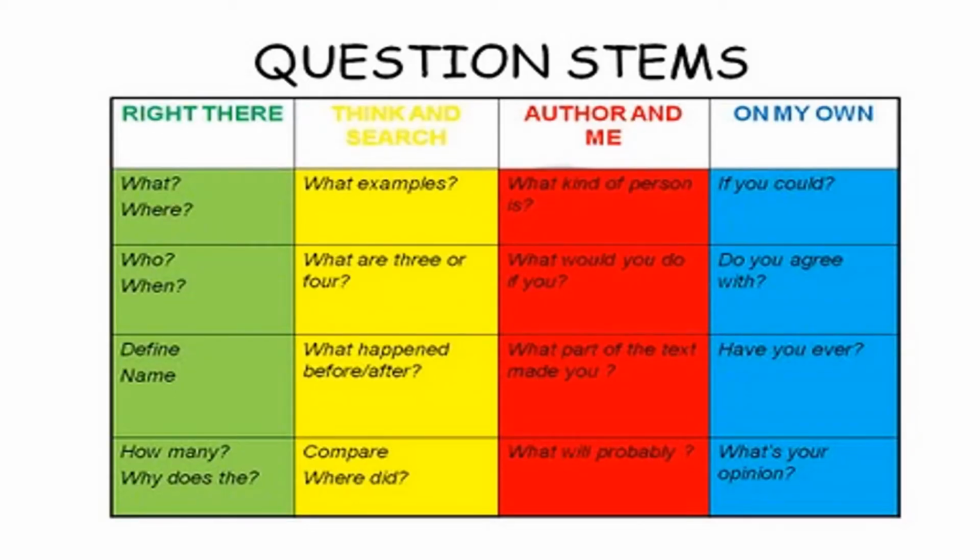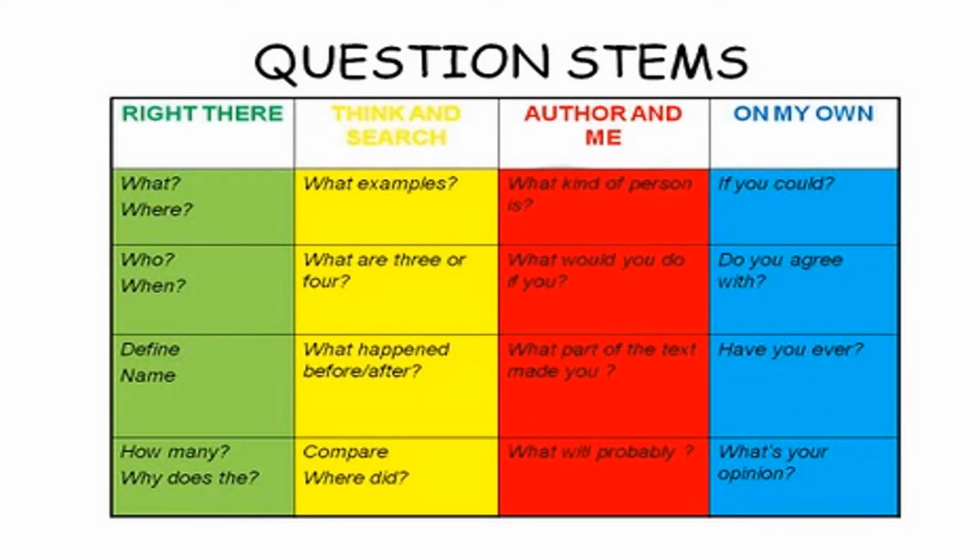There are also different types of question stems. The green ones on the left, right there, is basically when the more simple questions, when the answer is right there in the text. And often these questions will start with what, where, who, when. The yellow ones are think and search questions, and examples of these are found below. They're a little bit harder than right there questions. The answer's in the text, but you might need to get information and combine it from different places.